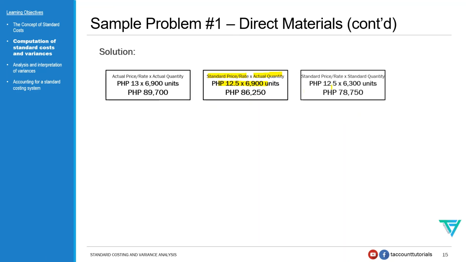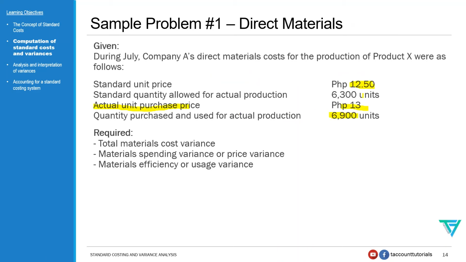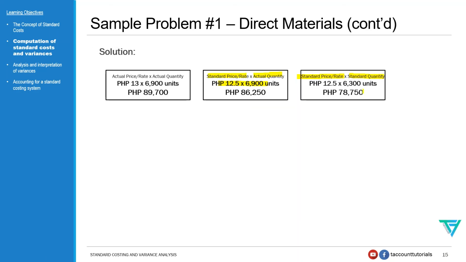And then lastly, we compute for the total standard cost, which is standard price multiplied by the standard quantity, which is also, I think, given. So 12.5 multiplied by 6.3 gives us 78,750. Alright. So total costs here have already been computed for purposes of our analysis. So let's just go back here. The total standard quantity allowed for actual production is 6.3. So that is what we try to plot here.